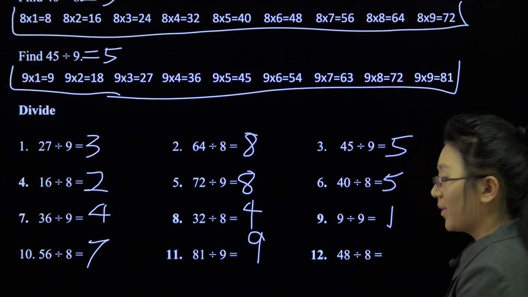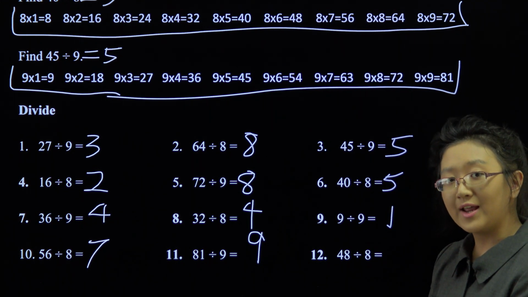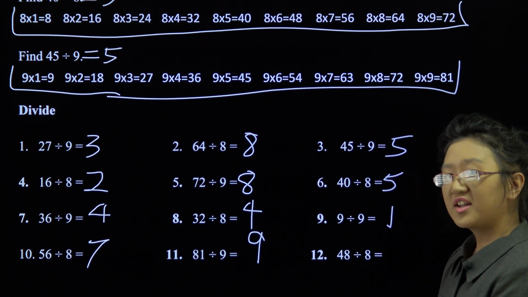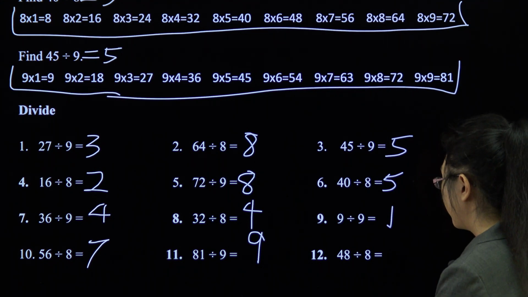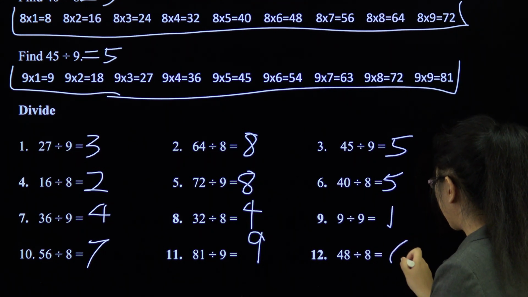48 divided by 8. 8 times what equals 48? 8 times 6 equals 48. 48 divided by 8 equals 6.